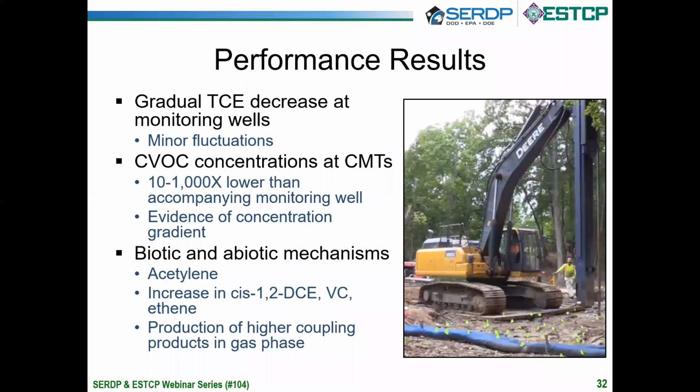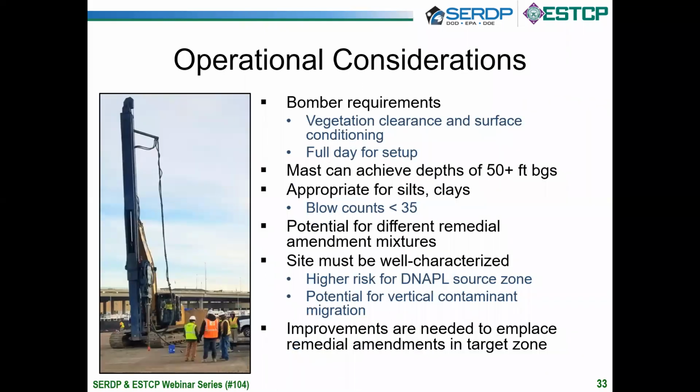If we move over to slide 33, we can talk a little bit about operational considerations. Before using a technology like this, we need to understand what we're getting involved in. The bomber requires vegetation clearance. It requires some surface conditioning, so that needs a fairly level surface. And it requires about a full day of setup to get the mast set up onto the excavator before you can actually do any of the work. The mast can achieve depths of greater than 50 feet. That can be customized; our geotechnical contractor is able to make different depths. And it's appropriate for silts and clays with blow counts that are less than 35.